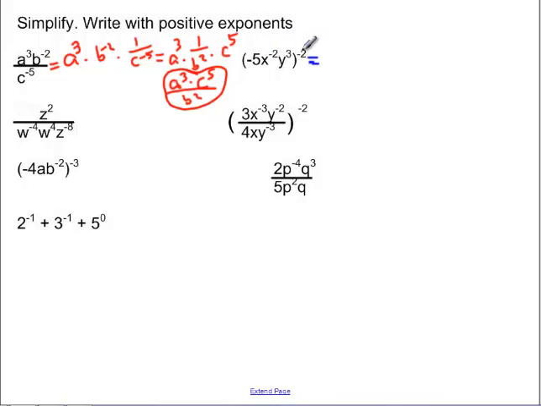You could distribute this negative 2 power to each of these powers inside. Or you could take the base, reciprocate the entire base, and then change the negative 2 power to a positive 2 power. Or you could simplify what's inside the parentheses. So I think that's what I'll try to do. I'll simplify what's inside the parentheses.